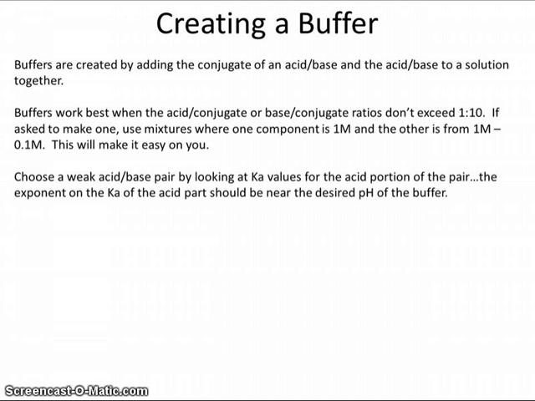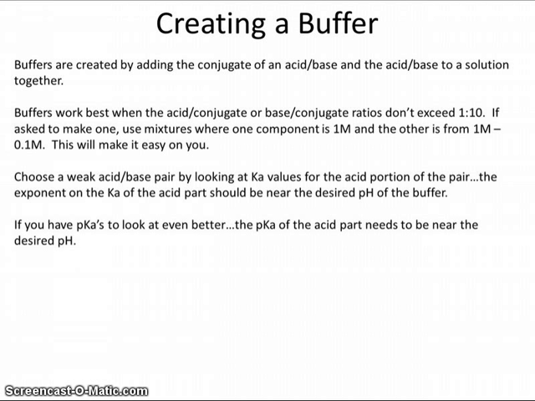Okay, so when making the buffer, we should know what pH we want to make, and so we'll look at the Ka value for the acid portion of the buffer, and that'll help me know which acid would be a good one to make the buffer solution. The Ka of the acid should have an exponent on the same order of magnitude, or very close to the same order of magnitude, as the pH of the buffer I want to produce. So if I want to make a pH 5 buffer, for example, I know acetic acid has a Ka of 1.8 times 10 to the minus 5. That's probably a good choice.